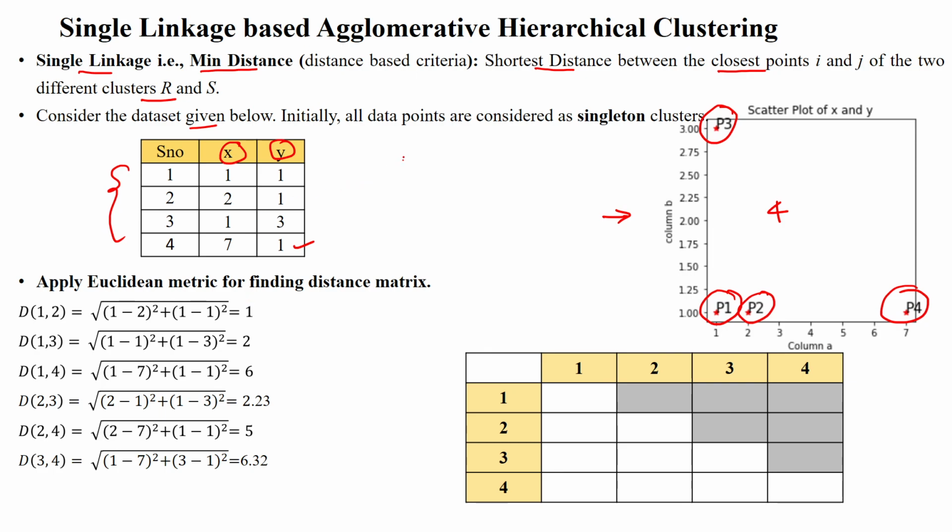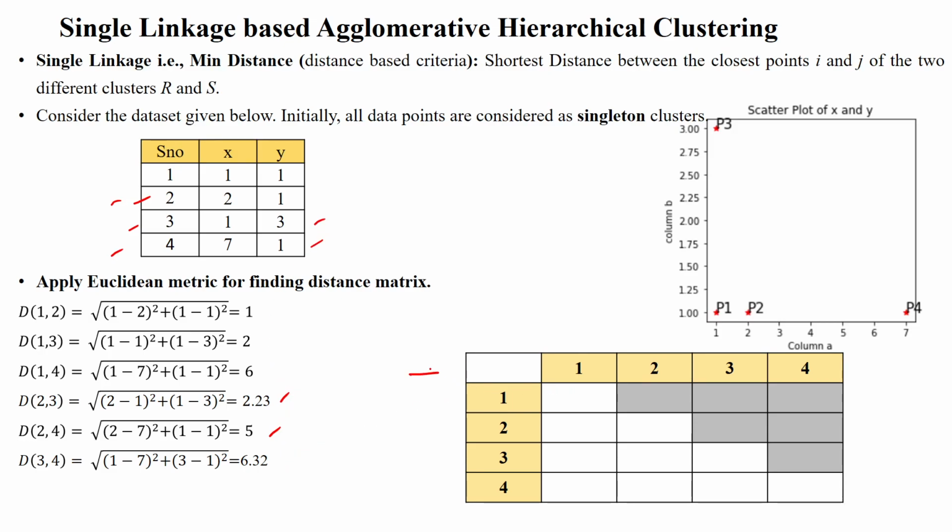Then we apply the Euclidean distance metric to calculate the distance matrix. Here we calculate the distance between data points 1 and 2, which is 1. The distance between 1 and 3 is 2, and between 1 and 4 is 6. The distance between 2 and 3 is 2.23, between 2 and 4 is 5, and between 3 and 4 is 6.32.